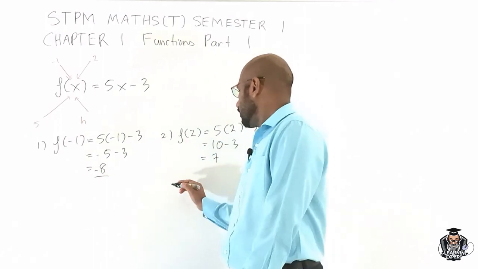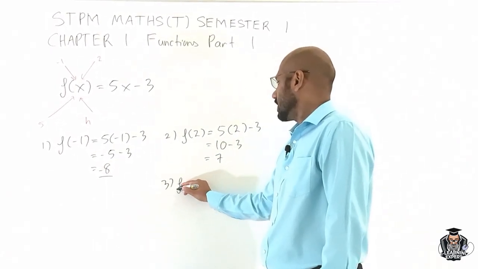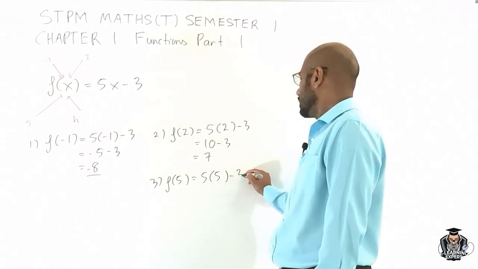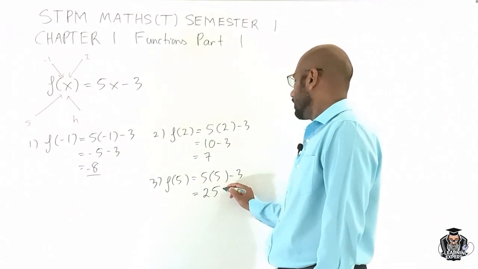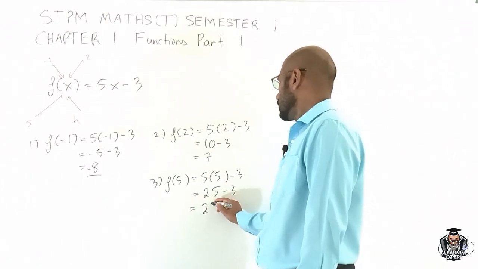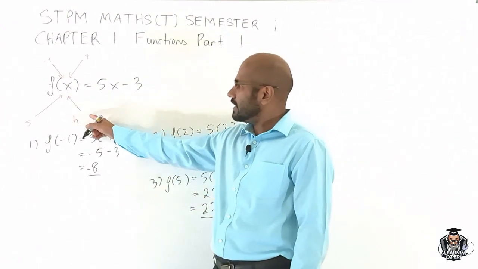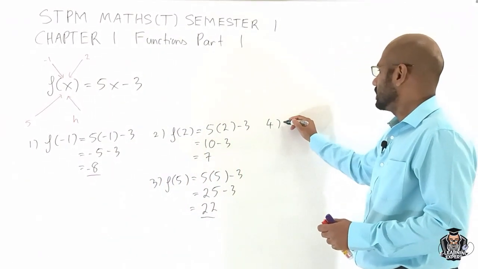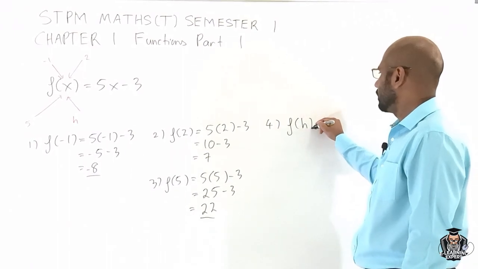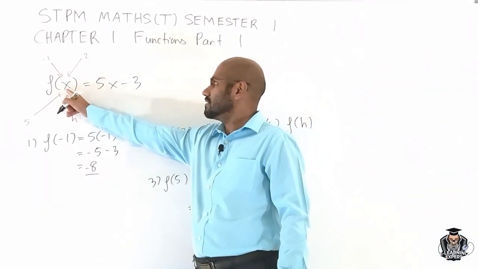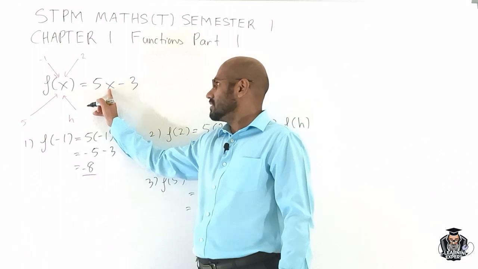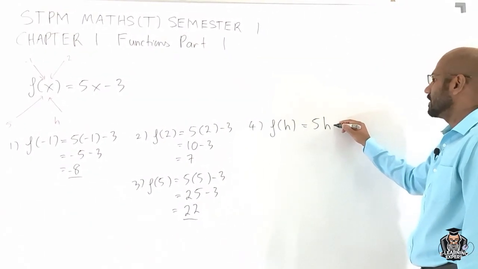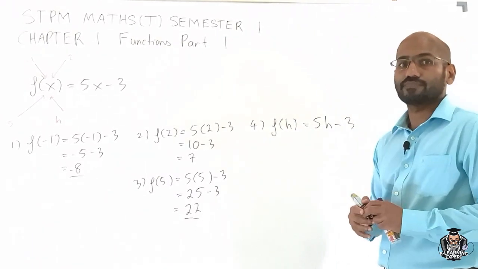Let's say I input 5. So f of 5 over here is going to be 5 times 5 minus 3, giving us 25 minus 3, which is 22. And finally, I can even change the variable to another variable. I change from f of x to become f of h. So since this has changed to h, this x will also follow to become h, giving us 5h minus 3.